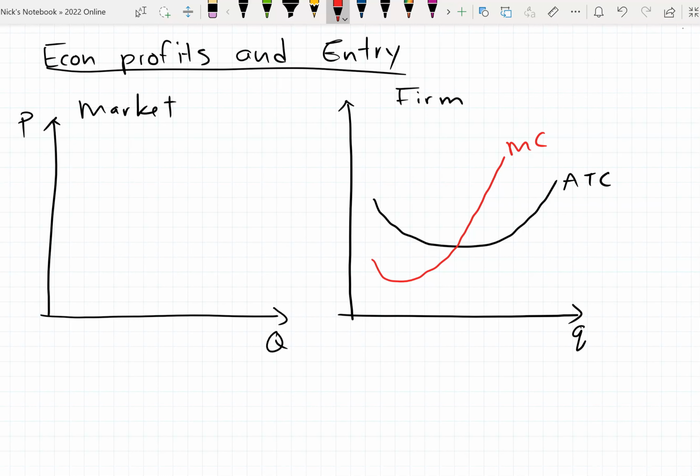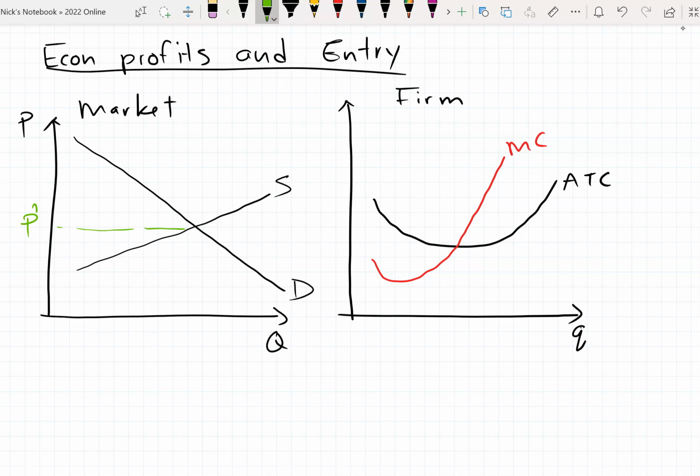And then let's suppose our market looks like this. That's our demand, that's our supply. So then we can get our price and our quantity. And then bringing our market price over here, this is our price to start with. We can call this P1, and that's equal to the average revenue, and that's equal to marginal revenue. Okay, get this idea. So then at that price, our firm is going to produce this quantity.